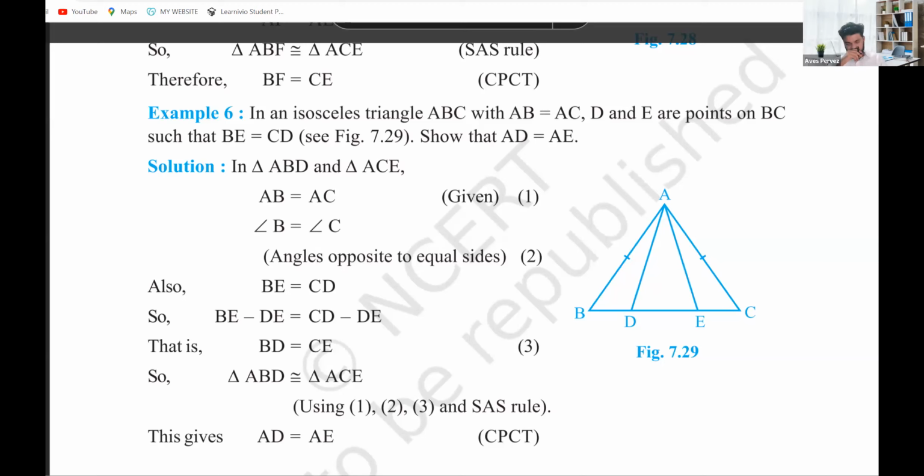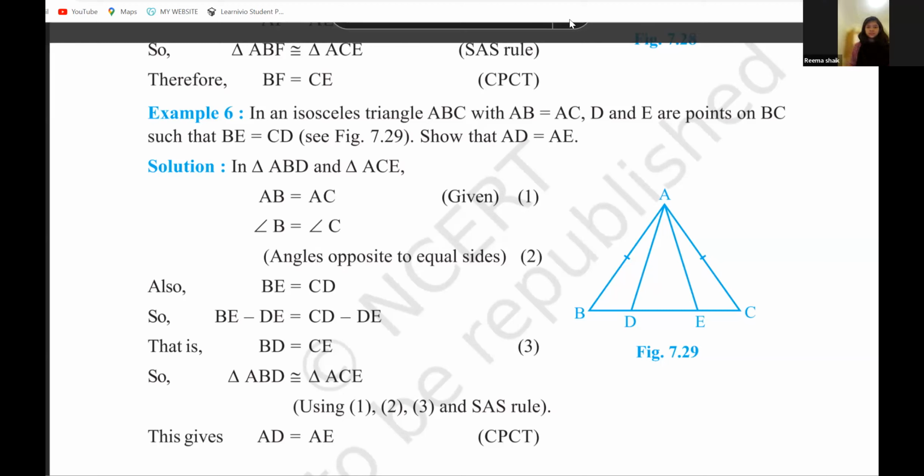Done this one, Alvina? Yes, sir. Just a second. Note it fast, and we shall be moving further.